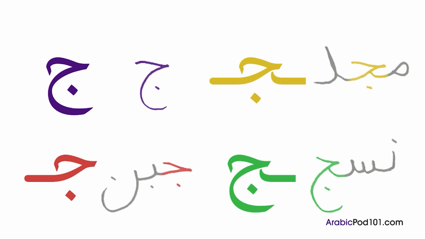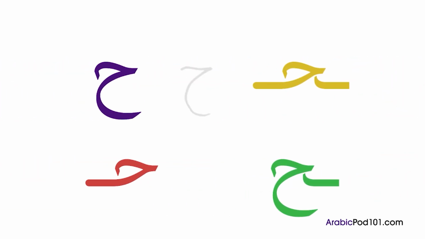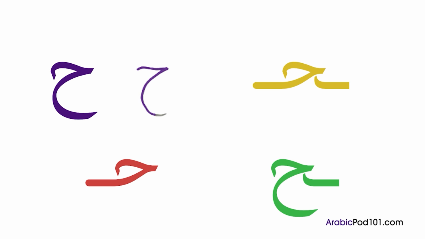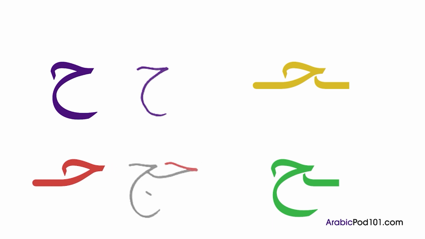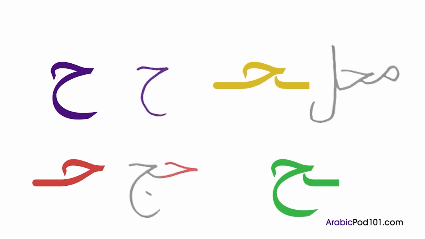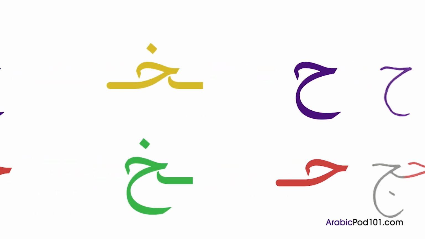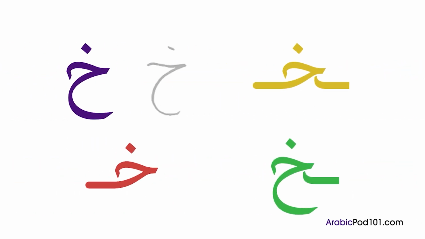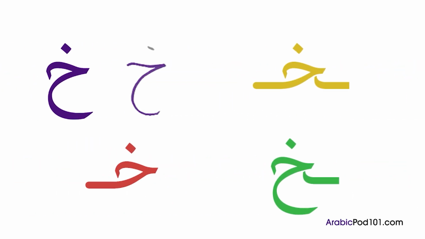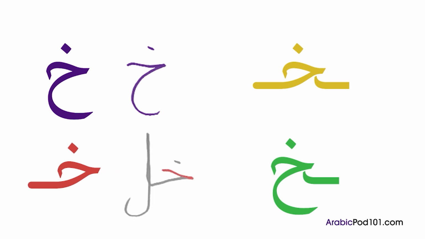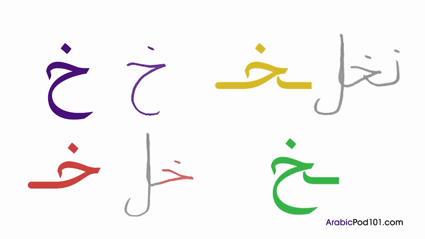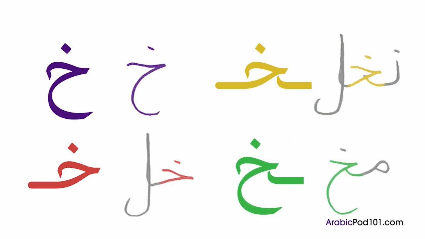Now let's check ha: isolated, initial, medial, final. Finally, we have kha: isolated, initial, medial, final. That's it for lesson 3.